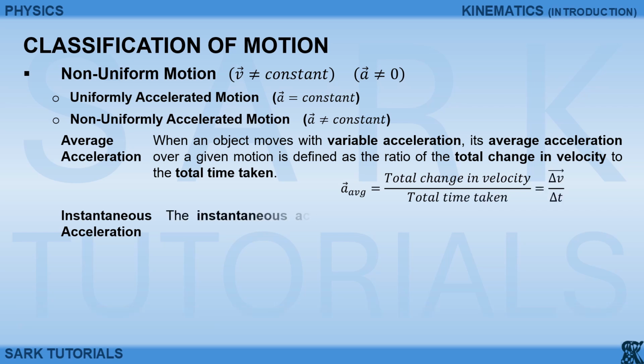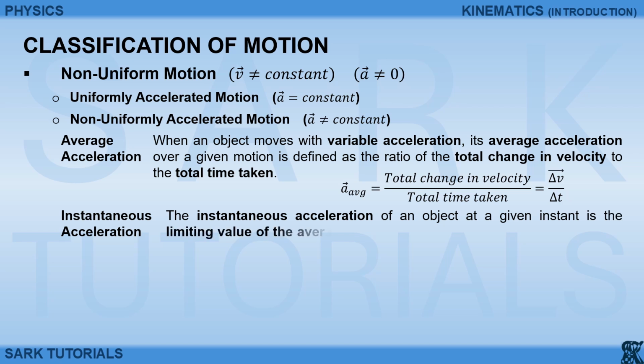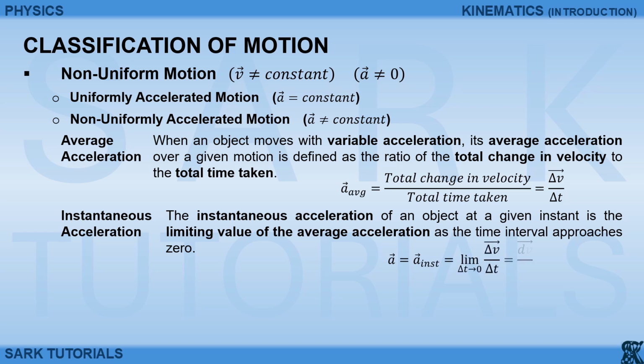The instantaneous acceleration of an object at a given instant is the limiting value of the average acceleration as the time interval approaches zero. This describes how fast the velocity is changing at a specific moment in time.